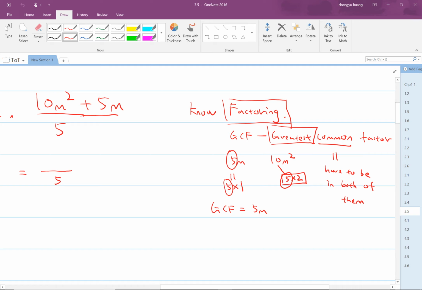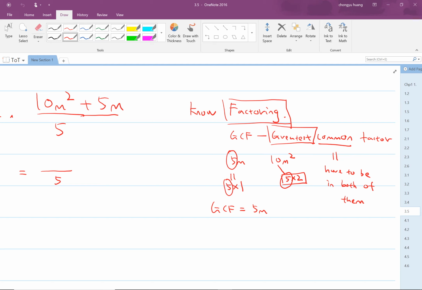Cause 2 is not common, so that's why you cannot choose 2 or 1, because those are not common, right? So right here, between the number 5 and 10, the greatest common factor has to be 5, right? Between the numbers 5 and 10, the greatest number has to be 5.